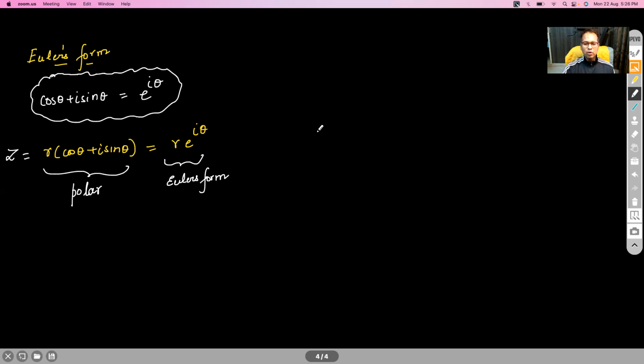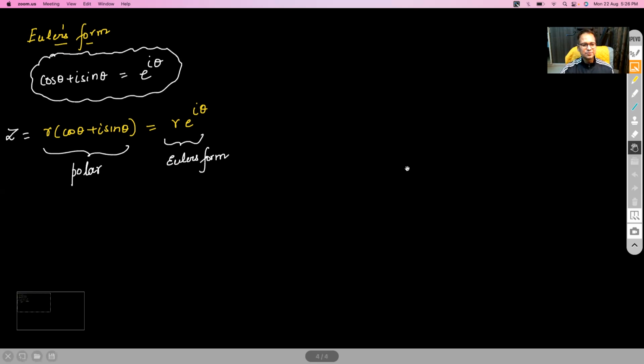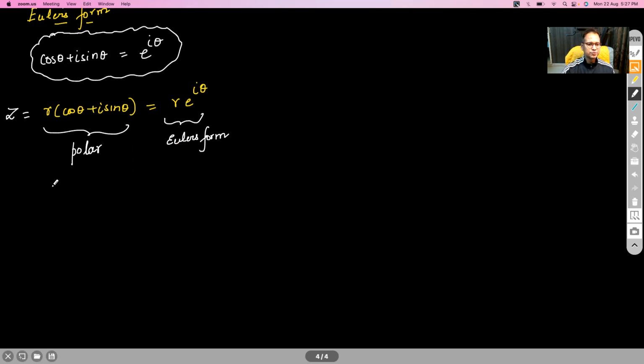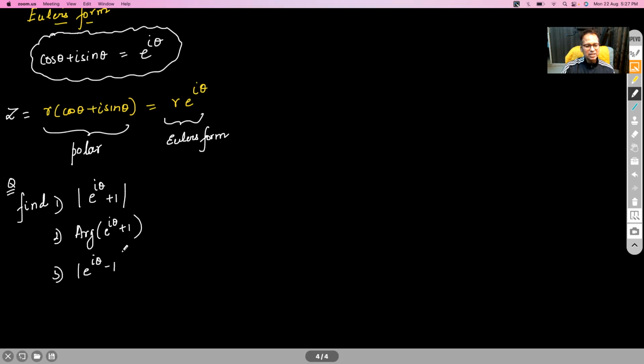Okay. So in Euler form, if you have understood this, I have a very small question for you all. Find the modulus of e to the power i theta plus 1. That's the first question. The argument of e to the power i theta plus 1. That's my second question. Third is the modulus of e to the power i theta minus 1. And the fourth question is the argument of e to the power i theta minus 1.